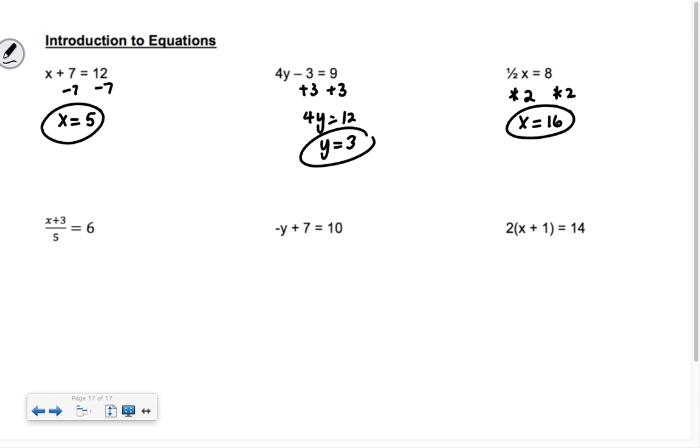So x plus 3 divided by 5 equals 6. So a number added to 3, all divided by 5, gives you 6. So what about the number added to 3? What should all of that equal? When I divide it by 5, I get 6. It should be 30, yeah.